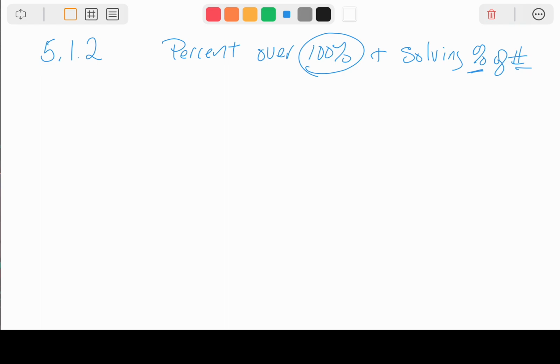So we're in lesson 512, where we're calculating percent over 100% and solving percentage problems of a certain number. So it's basically two different lessons involved in one. Let's take the first one.